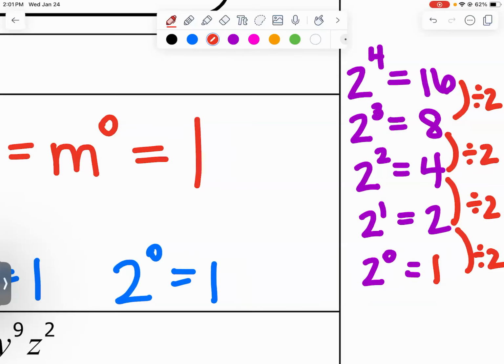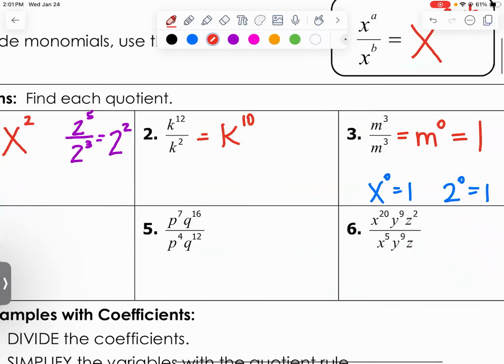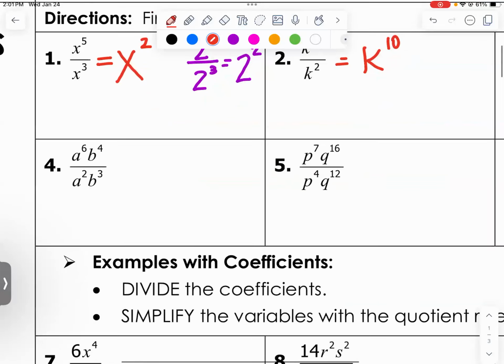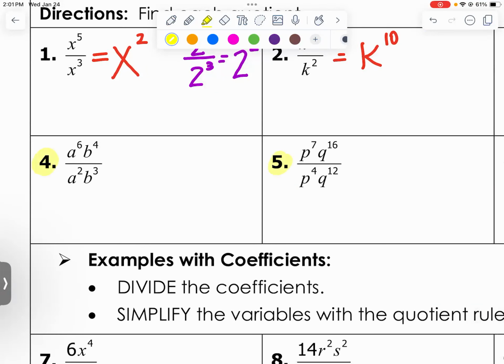If I were to have 3 to the power, would I divide by 3, divide by 3, divide by 3 until I got the 1? Yep. We'll even talk about negative exponents tomorrow, and we can continue this pattern. Okay. You and your elbow partner work on number 4 and 5.